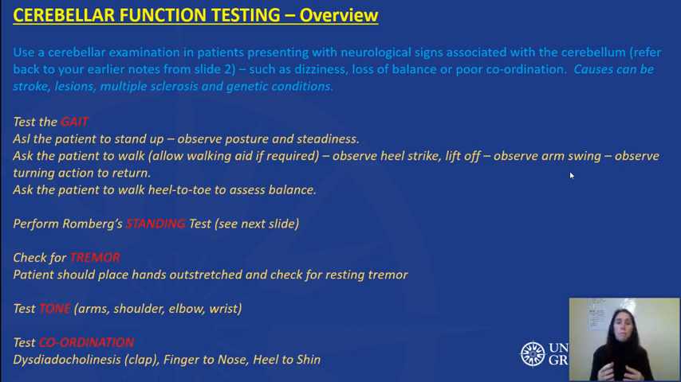So it might be that they're having some type of event, like I've written down here. It can be a stroke, it can be a lesion, a tumor, that kind of thing, MS. And they will probably pass all their other tests. They'll probably pass the FAST test. They'll pass the cranial nerve test. Their obs might be normal. However, their cerebellar function test might not be normal.